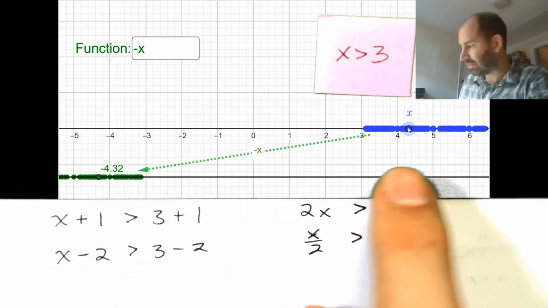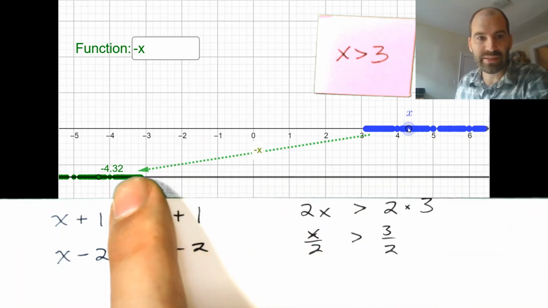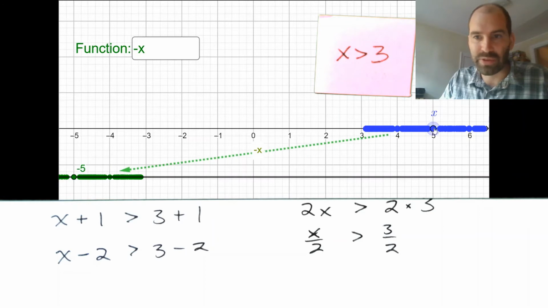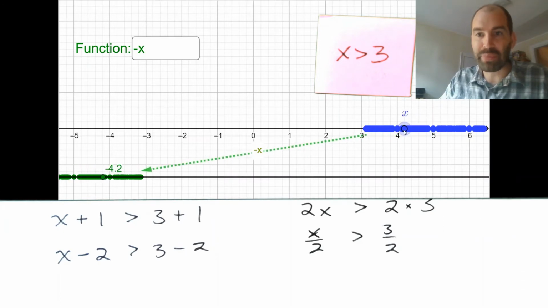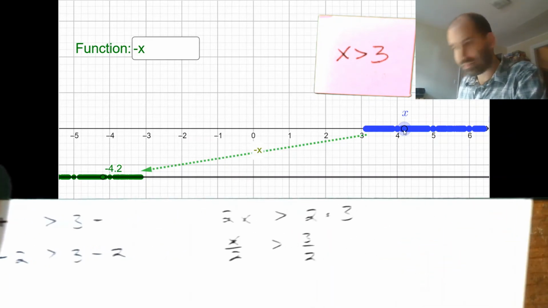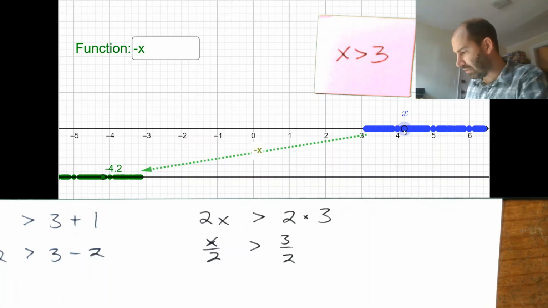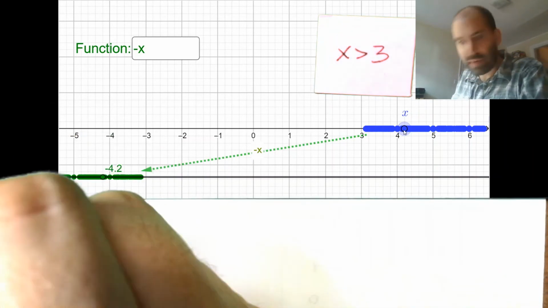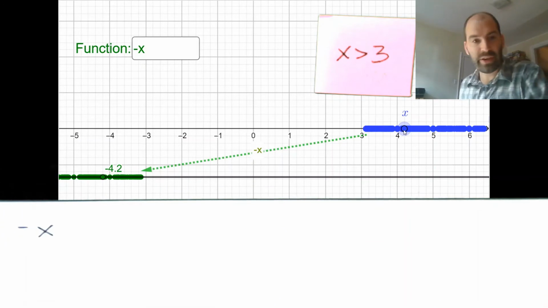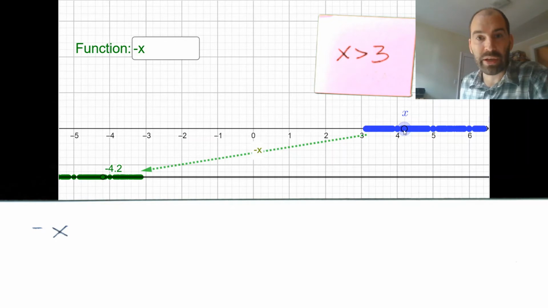And as I increase x, negative x decreases. Right? As I move x to the right, negative x moves to the left. So things have been flipped. So if I'm going to talk about, running out of space here, I'll just go down here. If I'm going to talk about negative x, look at the inequality it's satisfying. It's less than negative 3. How do I get negative 3? Multiply 3 by negative 1.